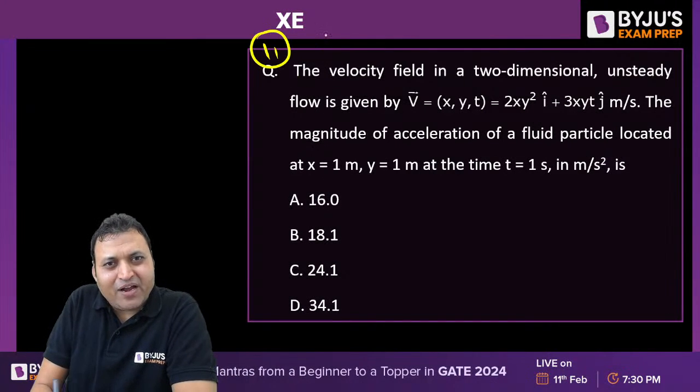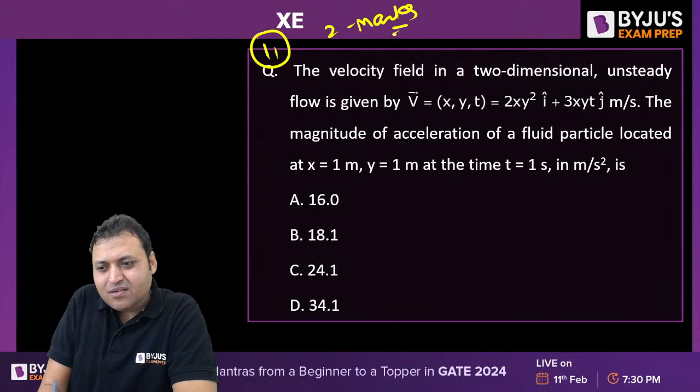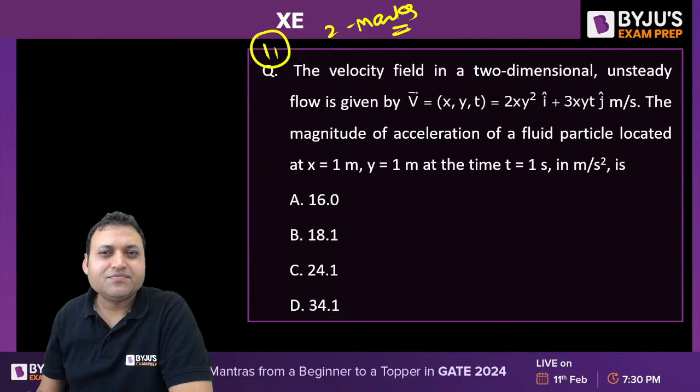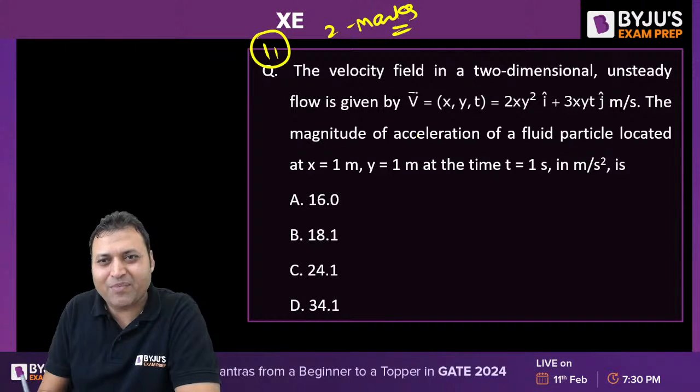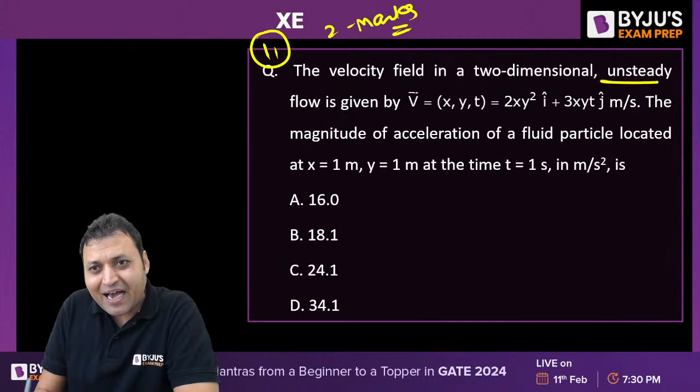Question number 11, again carrying 2 marks. The velocity field in a two-dimensional unsteady flow is given by this expression. It is an unsteady flow, so velocity is a function of time.